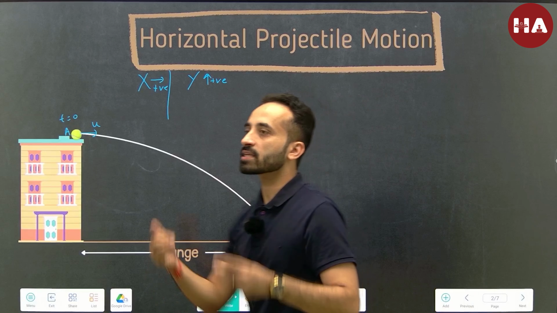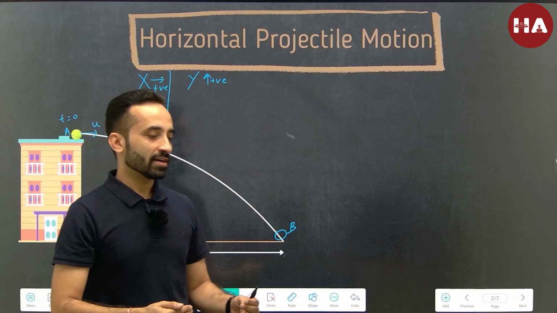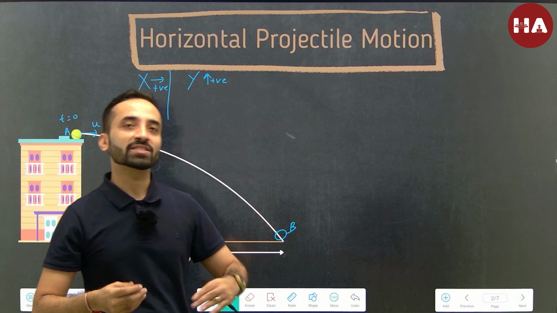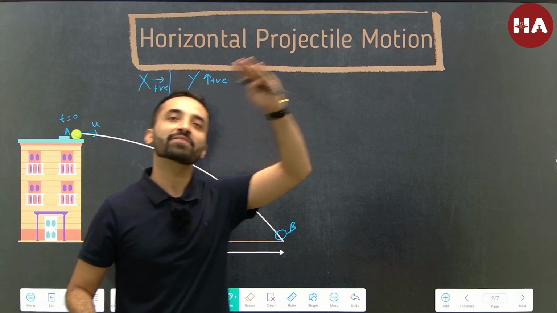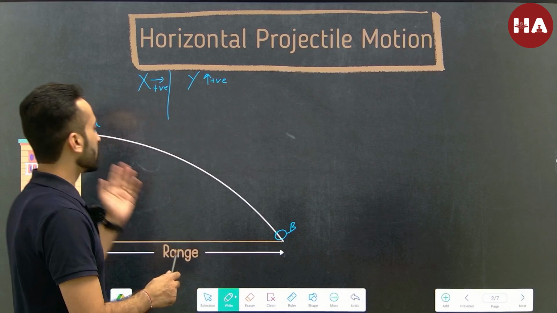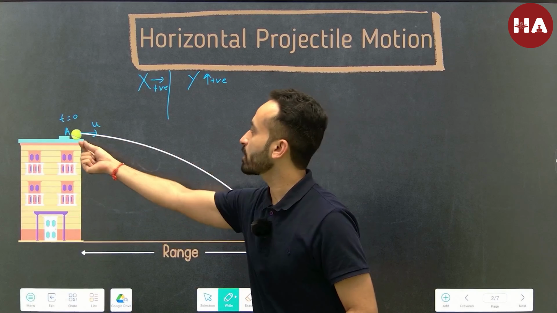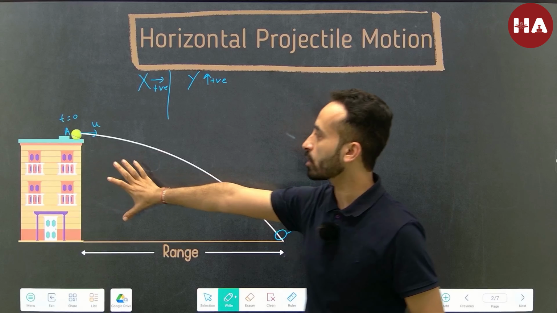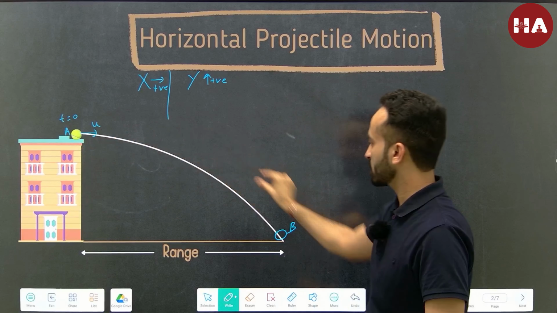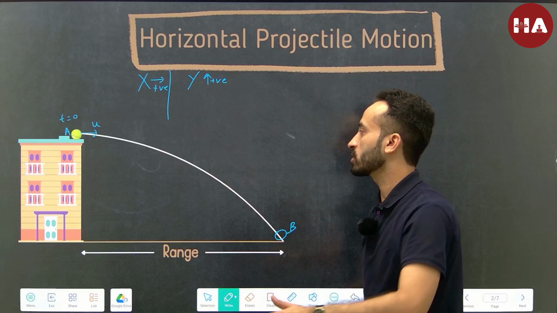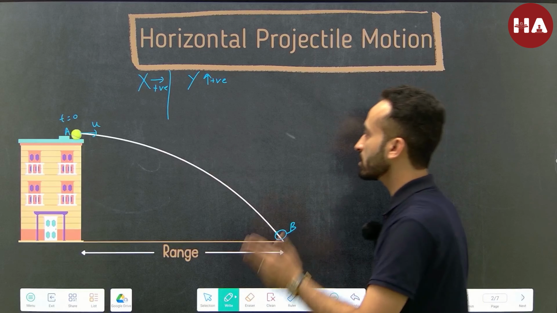Since we are projecting it horizontally, it is very much recommended that we start off from a greater height so that we have some time to elaborate the motion. That is why we have chosen a building here, a very tall building, and we are projecting it from the building and then analyzing the motion while it is falling on the ground or striking the ground.